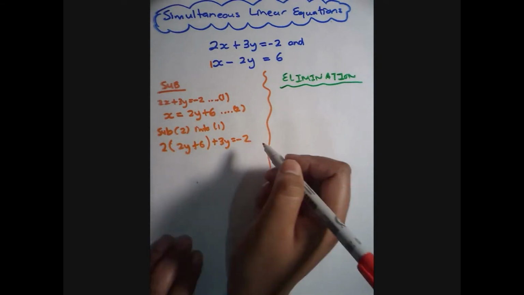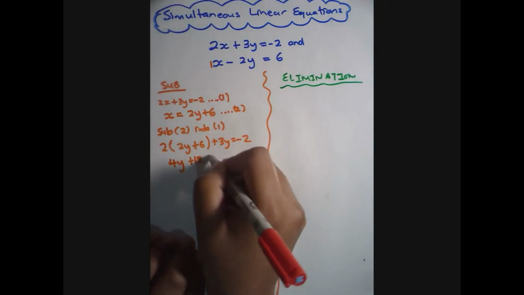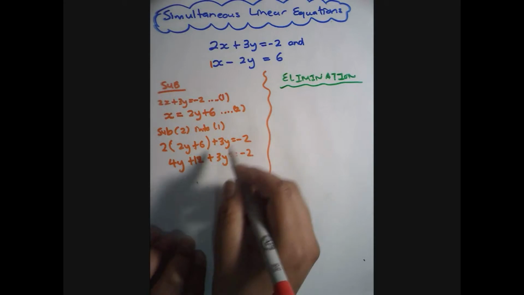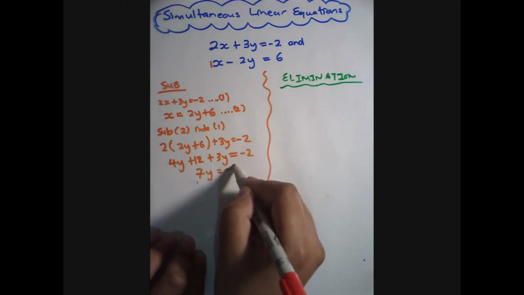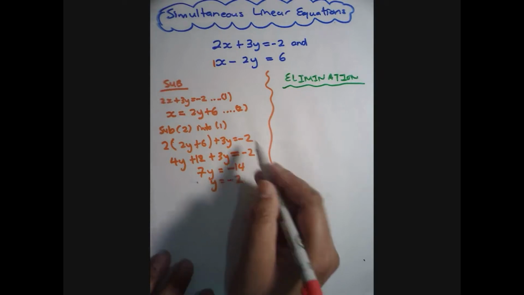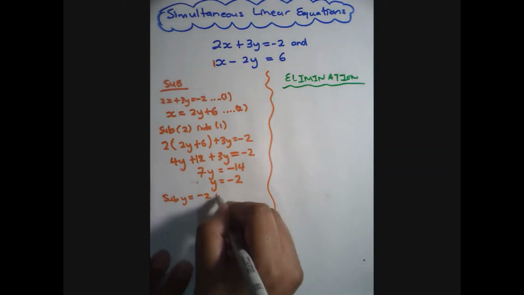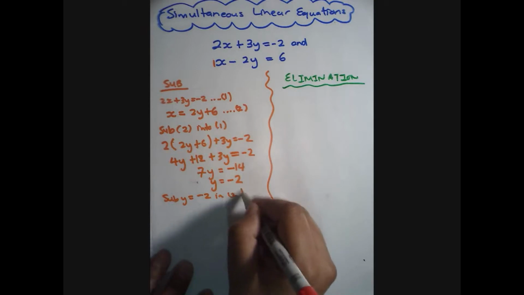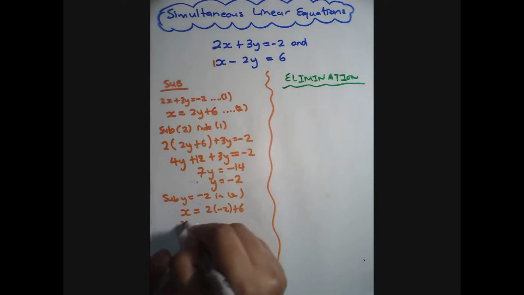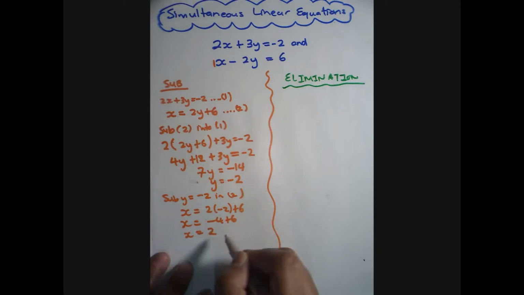Now I'm going to solve. I'm going to have 4y plus 12 plus 3y equal to minus 2. So here I'm going to have 7y is equal to minus 14, y is equal to minus 2. When you get something like this, you need to substitute it into one of the equations to get the other one. Substituting y equal to minus 2 in equation 2 is easier. So x is equal to 2, open brackets, minus 2 plus 6. Therefore x is equal to minus 4 plus 6. Therefore x is equal to positive 2.